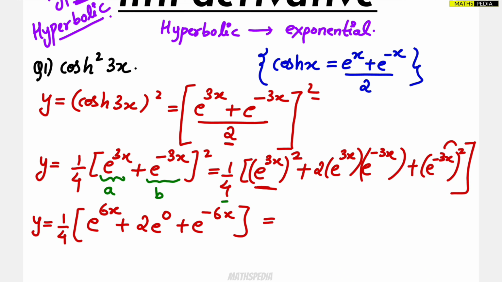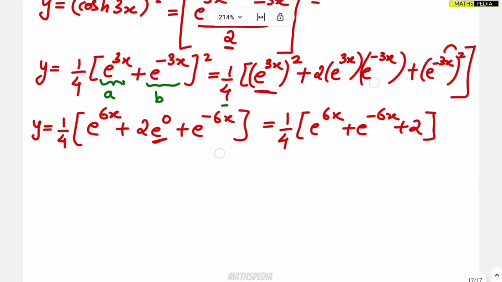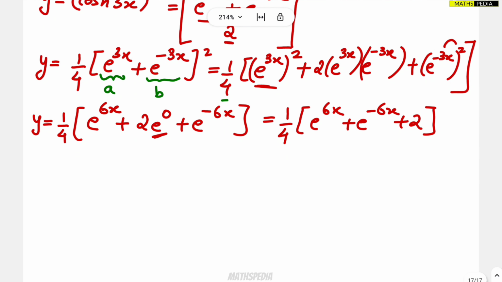The final answer can be written as, this is only why we are just calculating, we didn't calculate the nth derivative still. We are simplifying this. e power 6x plus e power minus 6x plus 2 we can write, right? Because this part is 1. Now we'll go for the nth derivative.